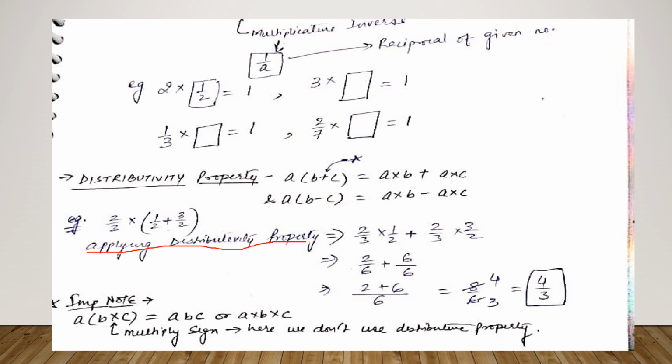So you can see one example over here: 2 by 3 into 1 by 2 plus 3 by 2. So what I have done is I have multiplied this 2 by 3 into 1 by 2, then 2 by 3 into 3 by 2, like this, and solved. One thing to notice here, a into b into c, this is not coming under the distributive property because the in-between sign is of multiplication, not of addition. So writing this is simply a into b into c. But if there is a sign of plus in between, we use the distributive property like this. Okay, thank you.